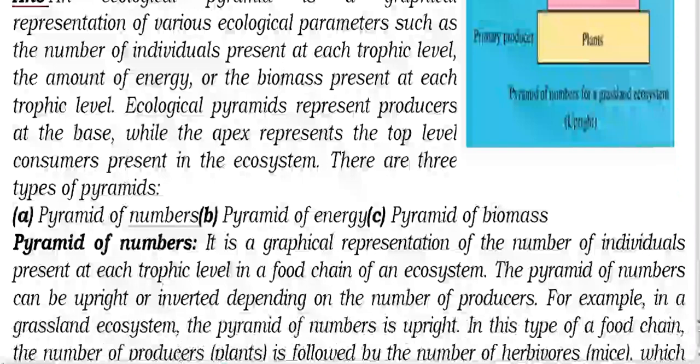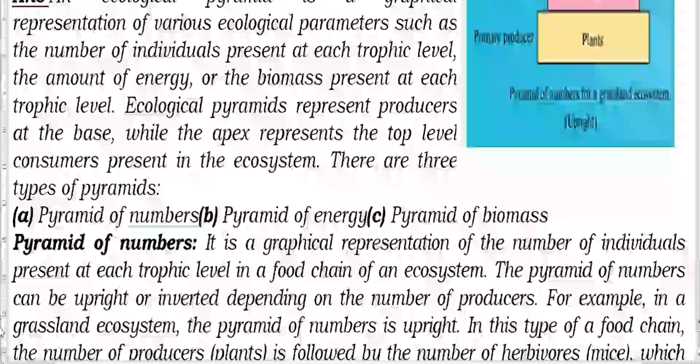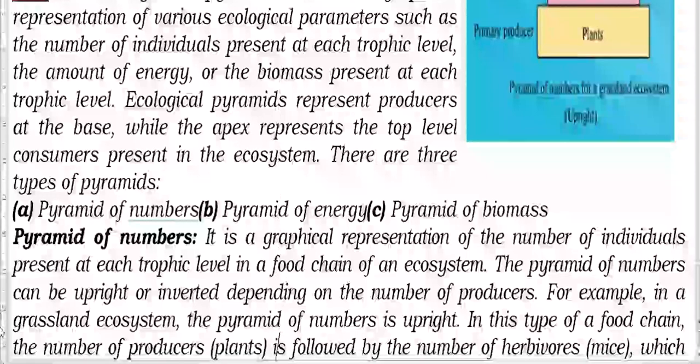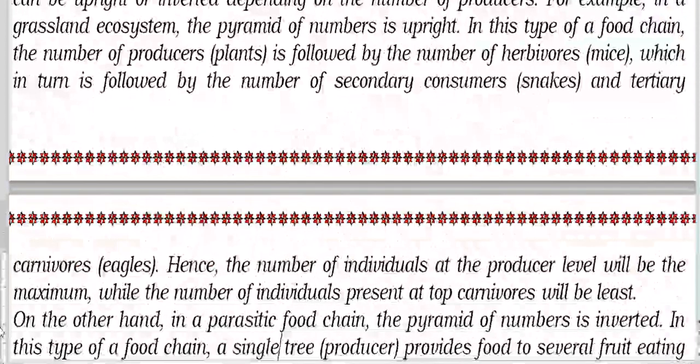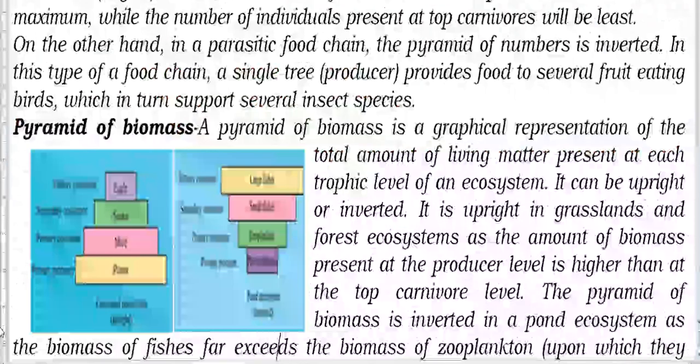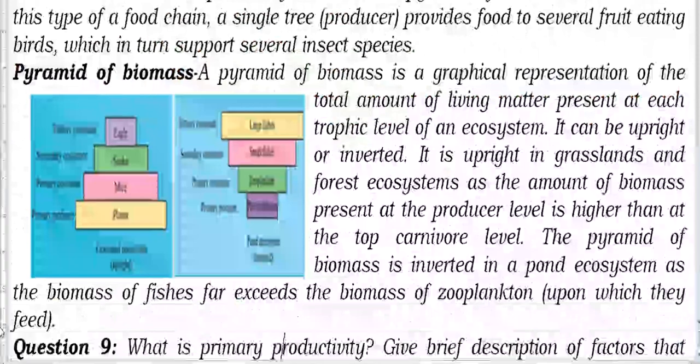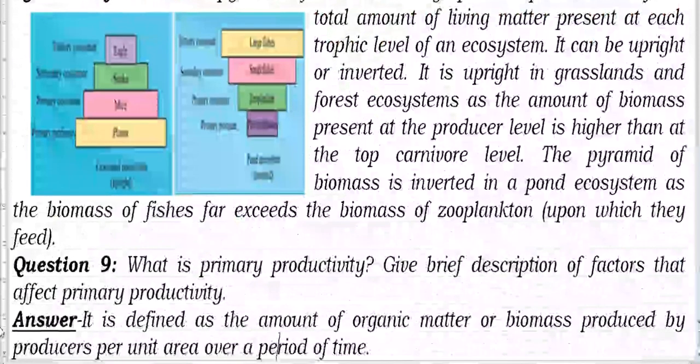The pyramid of number, pyramid of energy, pyramid of biomass we have taken in the chapter also. These are the different types of pyramid in an ecosystem. Then is the shape of the pyramid. What is primary productivity, which we have taken?